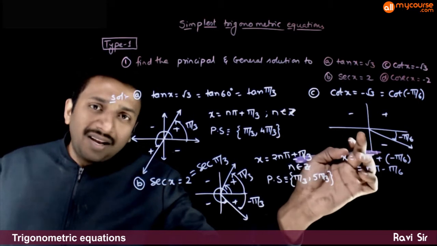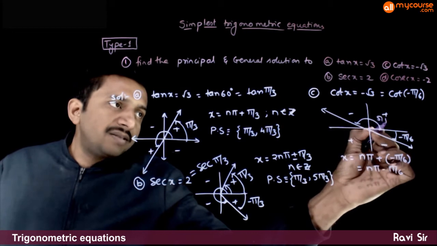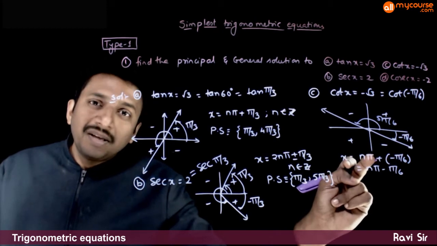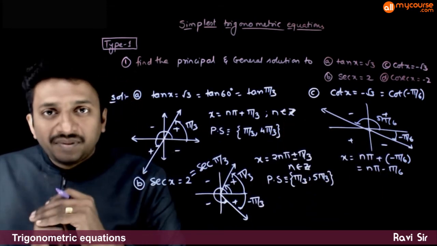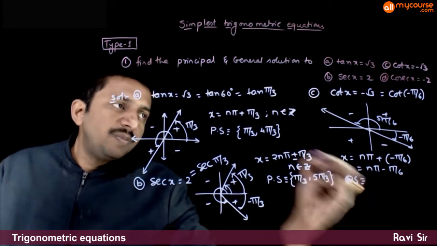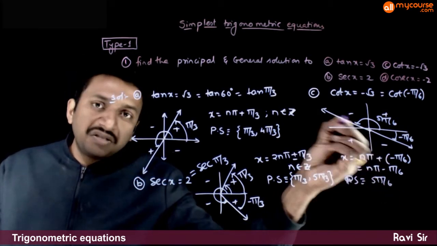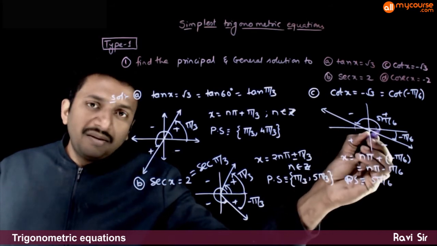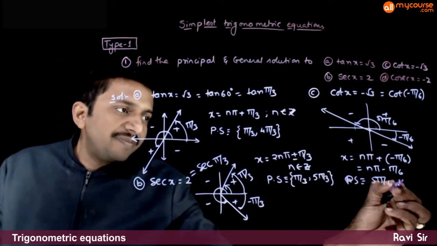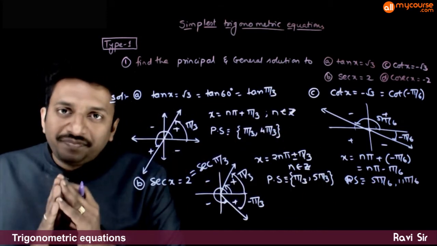You might be wondering, instead of minus pi by 6, can I take 5 pi by 6? Yes, you can take plus 5 pi by 6 also. In that case, the solution will be n pi plus 5 pi by 6. So both are right. And what is the principal solution? Principal solution is nothing but the first 5 pi by 6. So the first solution is 5 pi by 6. The second solution is 2 pi minus pi by 6, that is 330 degrees. It is 11 pi by 6. So these are the principal solutions. This is the general solution.